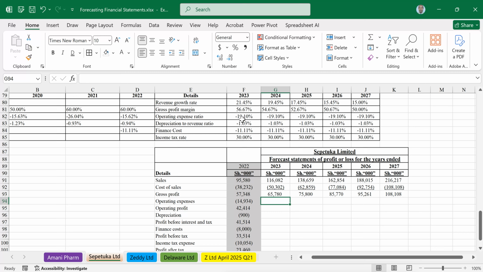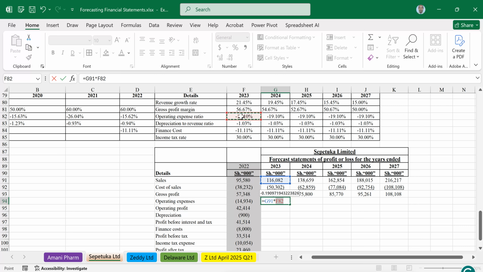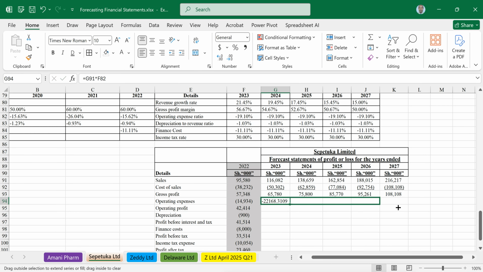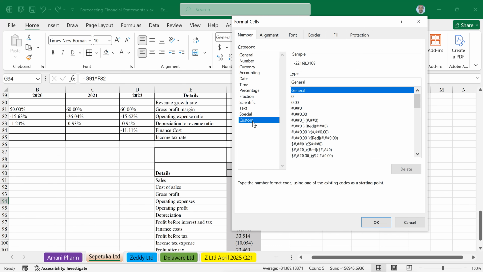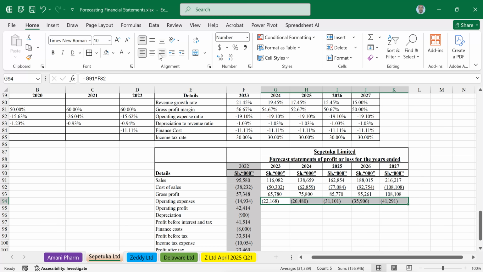We have the ratios. Remember, they relate with sales. So that will be equal sign, sales that you have times the operating expense ratio. Enter. You can drag across, convert that to a format that we want. Control 1, custom, then you pick this. Can be aligned at the center.